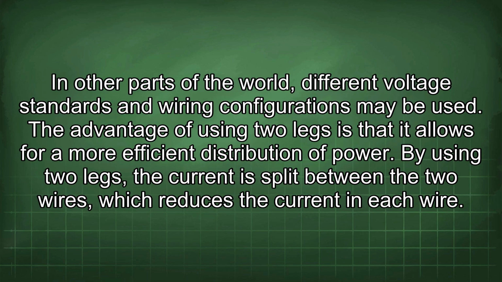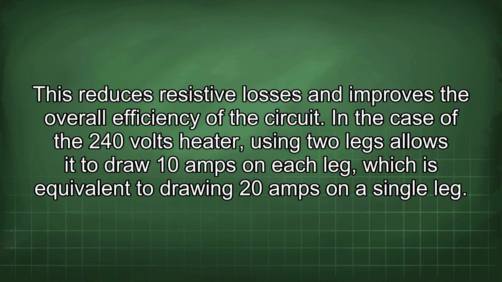In other parts of the world, different voltage standards and wiring configurations may be used. The advantage of using two legs is that it allows for a more efficient distribution of power. By using two legs, the current is split between the two wires, which reduces the current in each wire. This reduces resistive losses and improves the overall efficiency of the circuit.